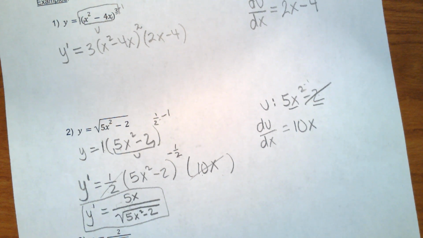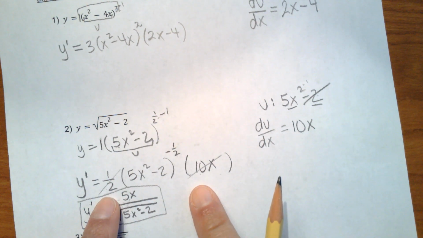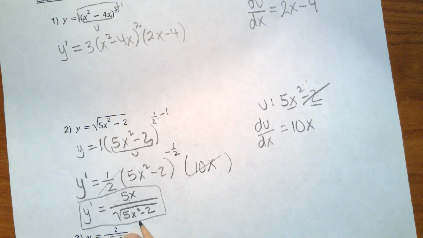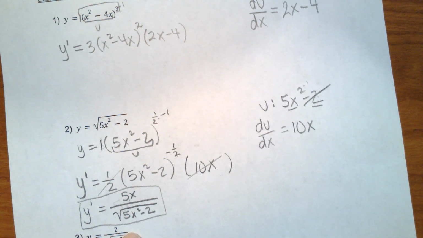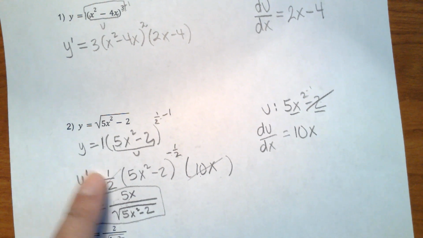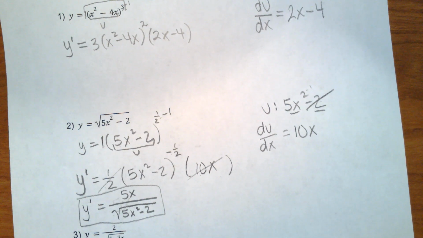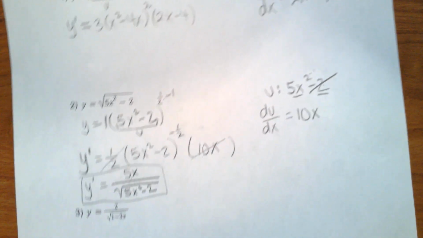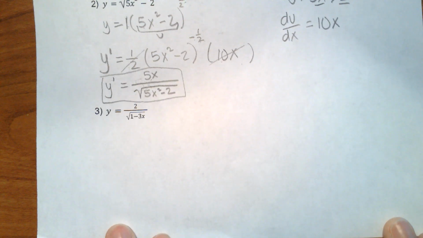So I just rewrote it a little bit. I did combine some terms. I multiplied 1/2 times 10, and I got 5x. I notice that the negative puts the 5x squared minus 2 in the denominator, and the 1/2 power is the square root, so I rewrote it with the square root. I like that answer much better than this one. I don't like writing answers with negative exponents very often, so we're going to try not to write answers with negative exponents. Okay, on to our last one for today.